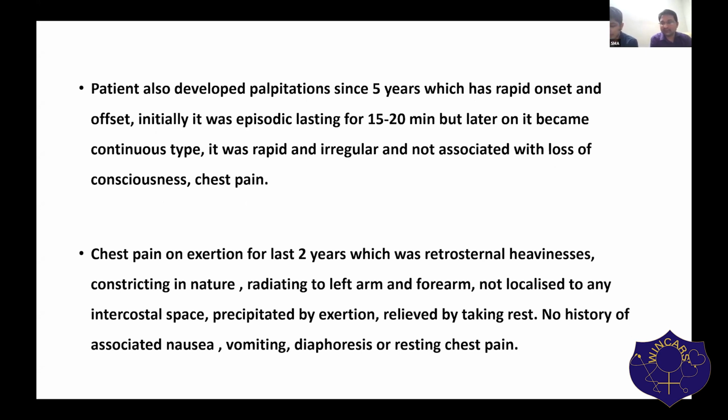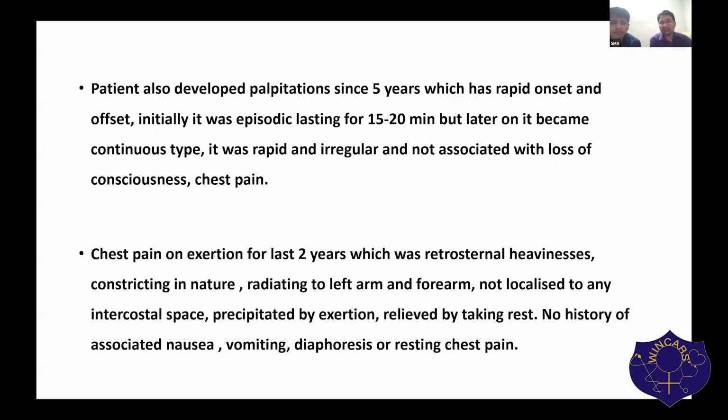She also developed palpitations 5 years ago, which were rapid in onset and offset, initially episodic, lasting 15 to 20 minutes, but later became continuous, rapid and irregular as described by the patient. It was not associated with loss of consciousness or chest pain.